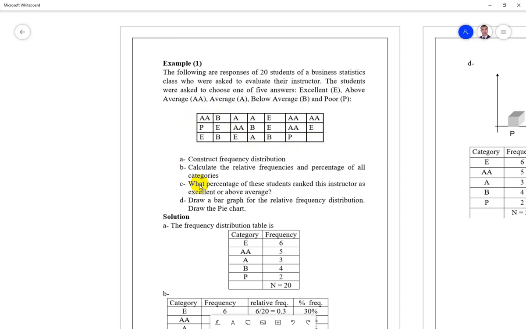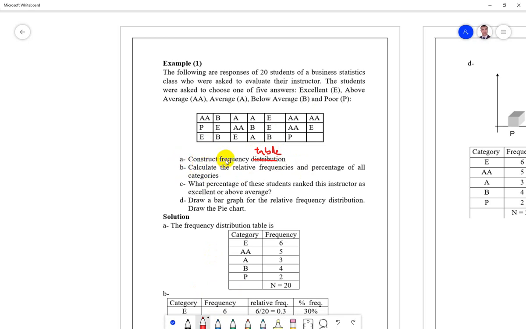So before reading the questions, what is the variable under study? The evaluation of students for the instructor. Second, is that variable qualitative or quantitative? It is qualitative because the values of that variable are non-numeric, like excellent, above average, and so on. Okay, so now in that case we can construct the frequency table. Sometimes we say frequency table or frequency distribution with the same meaning, but I prefer to say, for question A, construct the frequency table, so that we can write it as a table. Mostly we use frequency table for qualitative data and frequency distribution for quantitative data.